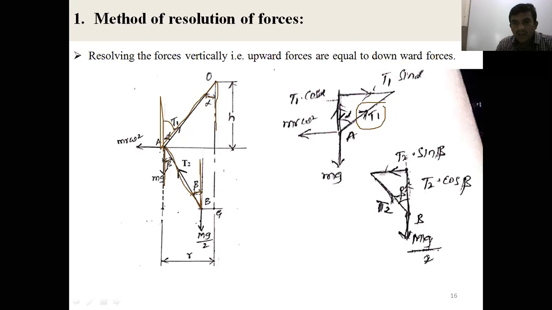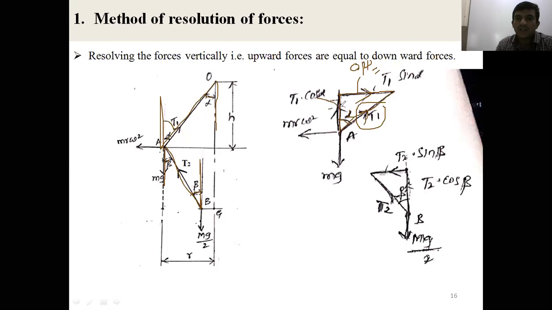This angle is alpha. Now resolve the force at point A, resolve this tension vertically and horizontally. Tension T1 is in this direction. Now consider the hypotenuse. This is angle alpha. This is the opposite side. For the opposite side, which trigonometric relation will come here? Sin theta is opposite by hypotenuse. Then opposite is equal to hypotenuse into sin alpha.